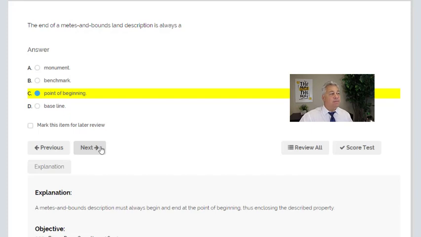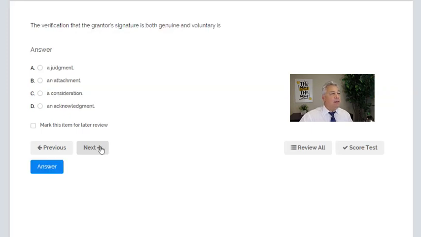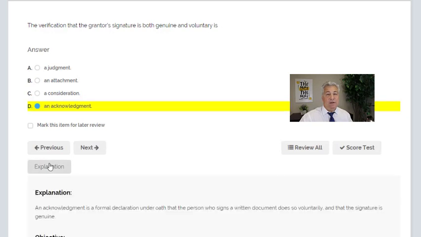Our next question: the verification that a grantor's signature is both genuine and voluntary is, and your answers are A, a judgment, B, an attachment, C, a consideration, or D, an acknowledgement. And the correct answer is D, an acknowledgement. An acknowledgement is a formal declaration under oath that the person who signs a written document does so voluntarily and that the signature is genuine.